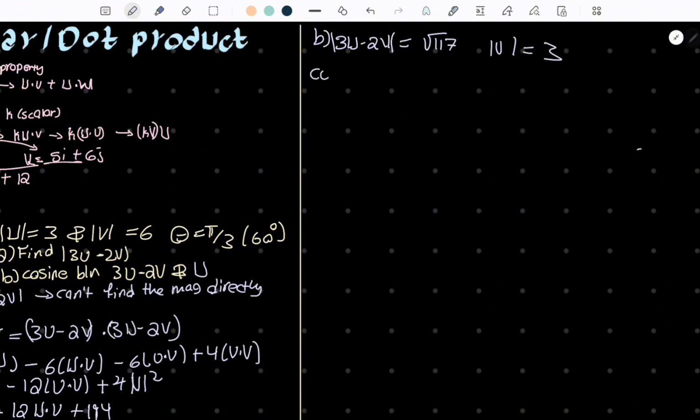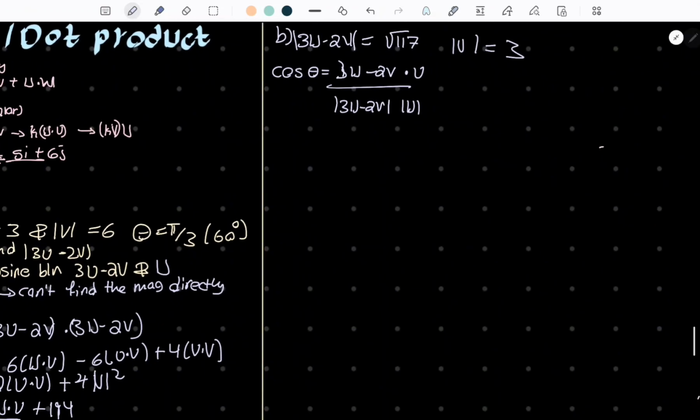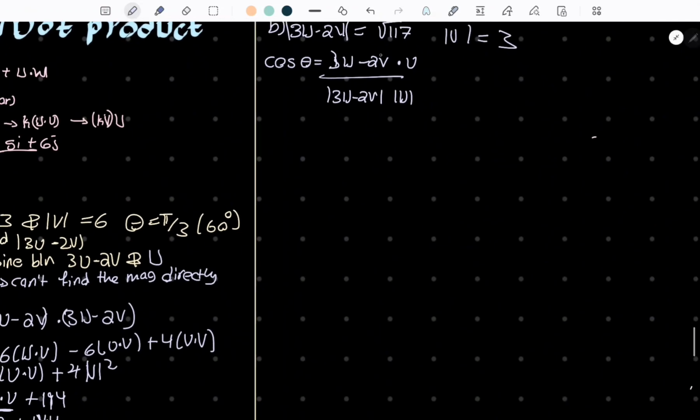So as you recall, the formula will be cos theta is equal to (3u minus 2v) dot u over the magnitude of 3u minus 2v times the magnitude of u. So as you can see, we don't have the dot product for the top part, which is (3u minus 2v) dot u. So we need to compute that first. So (3u minus 2v) dot u is going to be distributed using the property. So once we distribute it, it's going to look something like this.